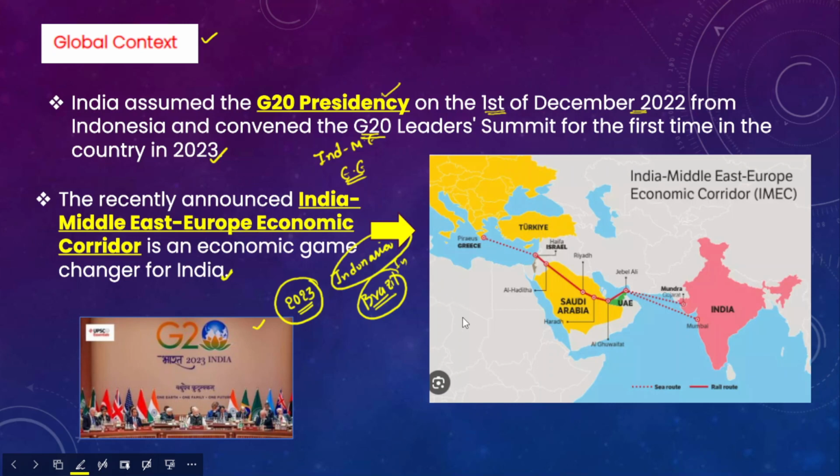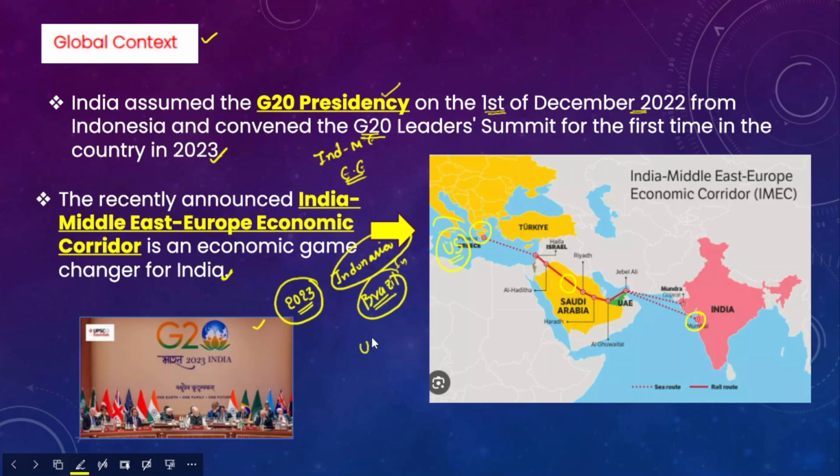Okay, so why? Because now India is directly connected with the Middle East and also Europe, and from even farther up to the United States. So because of this reason, it is very significant, especially for India, in order to achieve the desired levels of supply chain resilience.